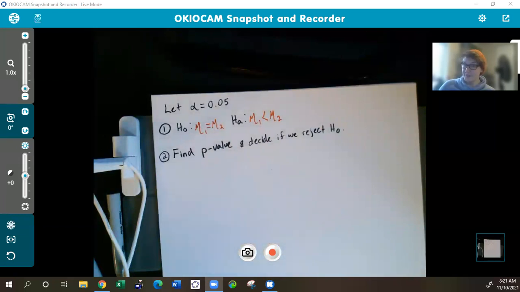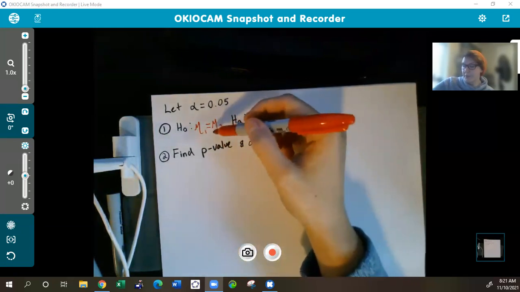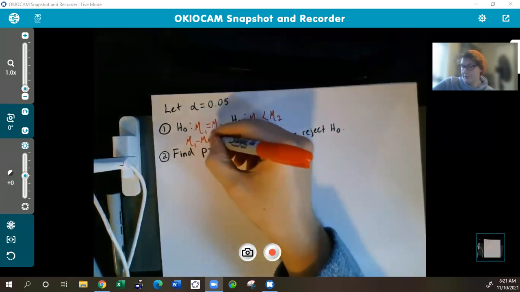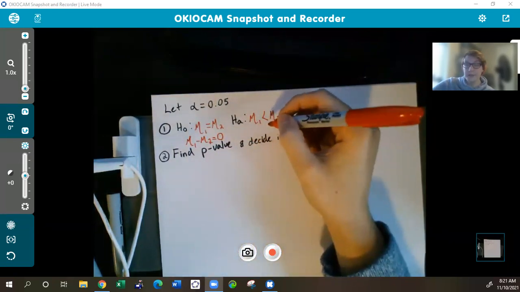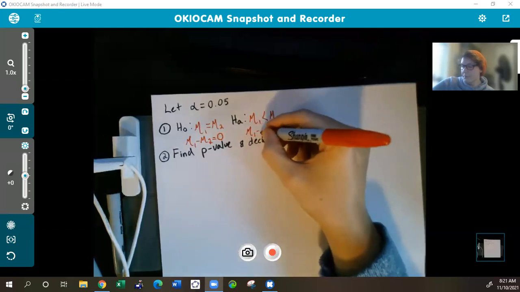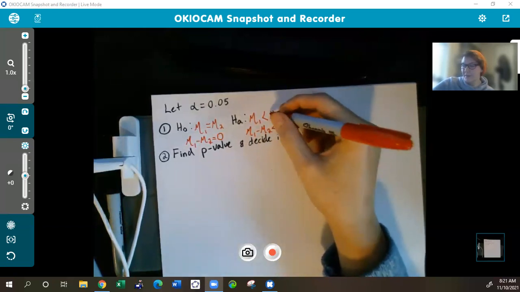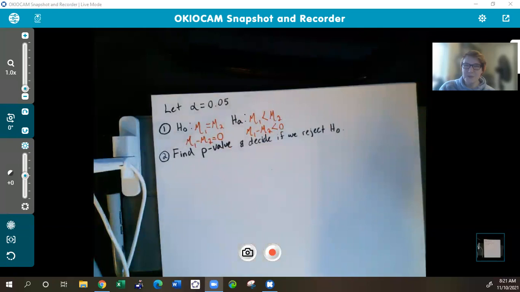Now, from unit 6, when we were looking at hypothesis tests with proportions, we learned that sometimes they rewrite these so that you're actually looking at the difference. If we subtract mu 2 from both sides, we'll have mu 1 minus mu 2 equals 0. And same thing here, if we subtract mu 2 from both sides, we'll have mu 1 minus mu 2, and mu 2 minus itself is just 0. So these are the same ways of writing the null and alternative hypothesis. It just depends on what kind of technology you're using which way you're going to see it. All right, so that's it for the first one.